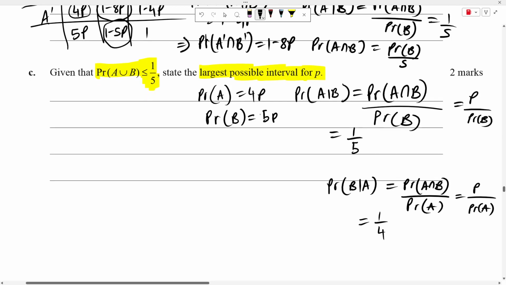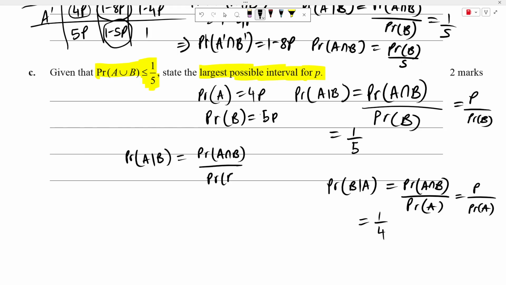Now the first thing I'm going to establish is that the probability of A given B is equal to the probability of A intersection B divided by the probability of B, which is just P over the probability of B, and that's equal to 1 over 5. Now from this, you can see that P cannot be equal to 0, because if P was equal to 0, then this whole probability would equal 0, which it doesn't. So we know that P cannot be equal to 0. And that's the first important thing to establish.